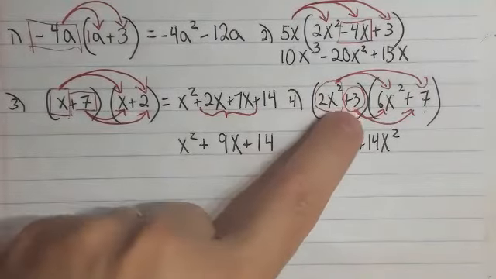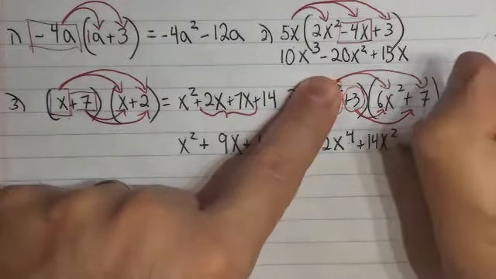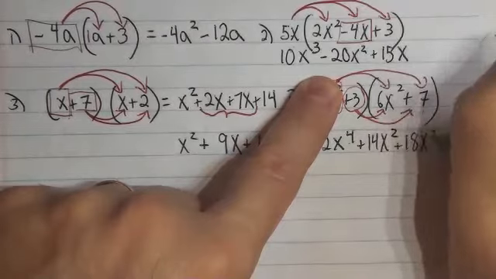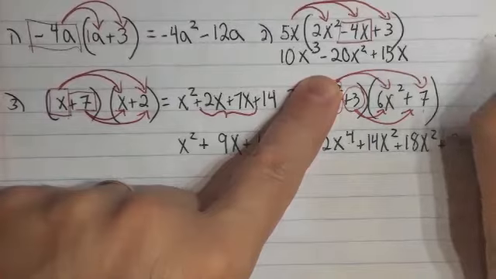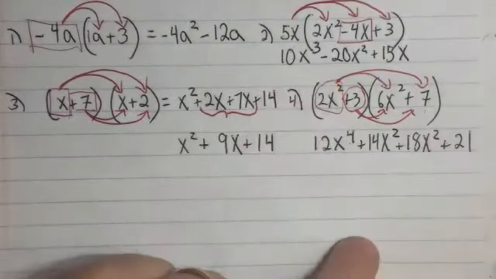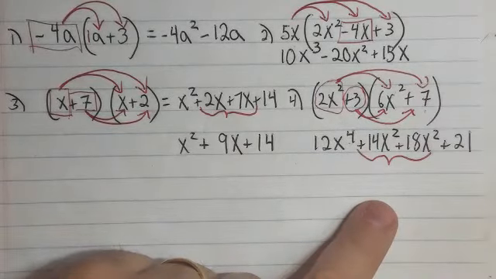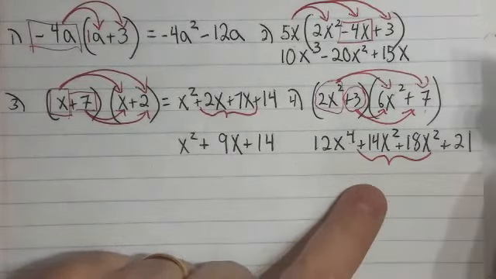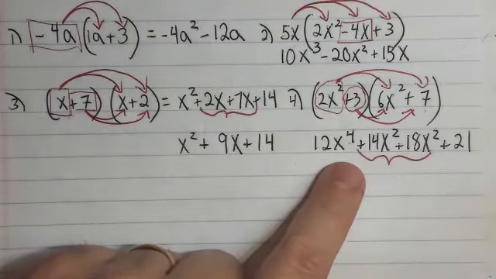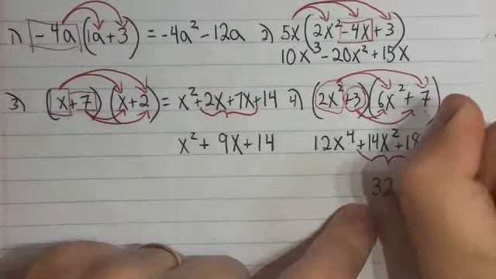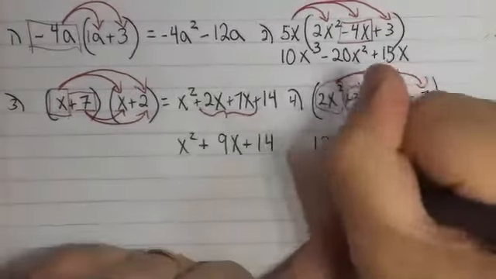Second term in the first binomial is 3. So we're going to take 3, multiply it by 6x squared. That'll give me 18x squared. And then we're doing 3 times 7, which would give me 21. Again, what you'll notice, middle terms are my like terms. And in this case, I'm doing positive 14 plus positive 18, which would give me 32x squared. The rest of the values just move down.